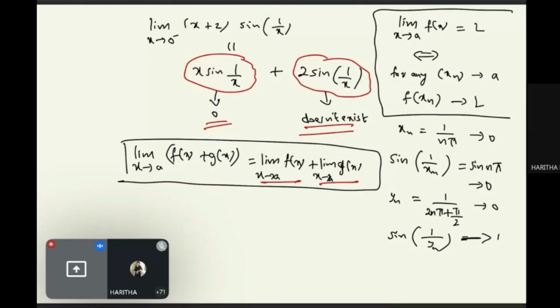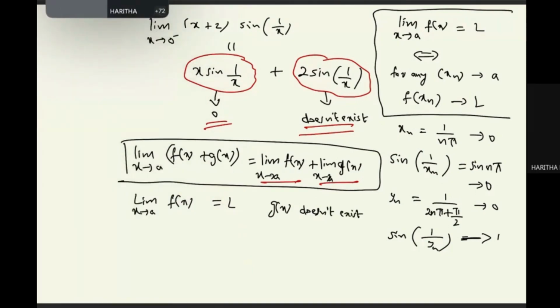So if you have some function whose limit exists and some other function whose limit doesn't exist, I will simply write it. Suppose limit of f of x as x tends to a is L, the limit exists, and the limit of g of x doesn't exist. Now the question is whether the limit of f of x plus g of x exists or not. That's the question, right?